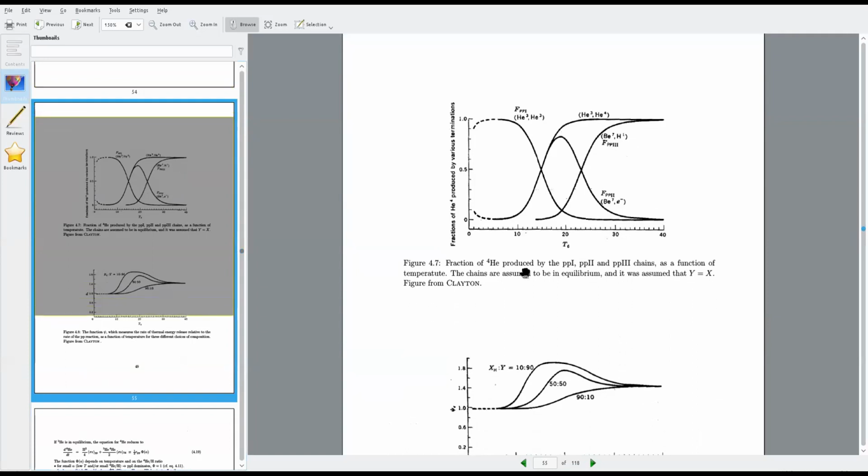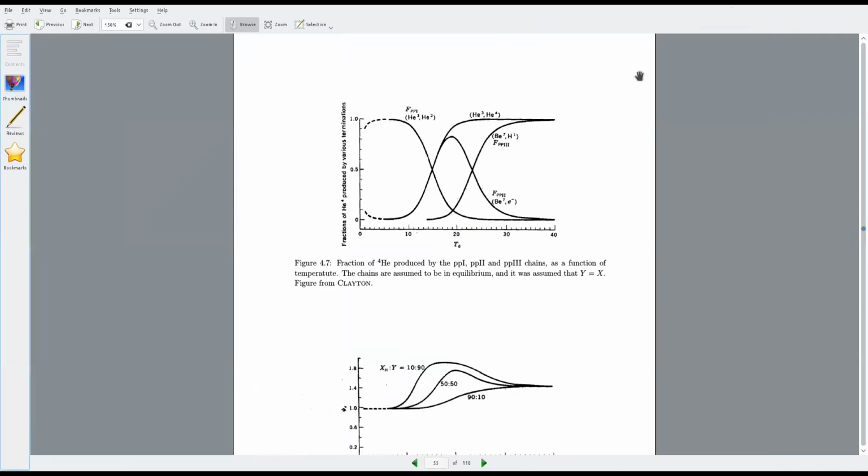Here, right. You see in here, the production is at lowest temperature. You have PP1. At lowest you have PP1, then PP2 starts here in the middle, and then for higher temperatures, the main production of helium is done by the PP3. This is according to the production of helium for the PP channel.